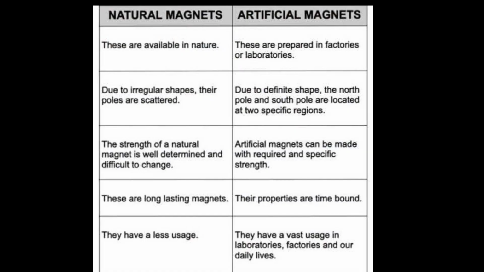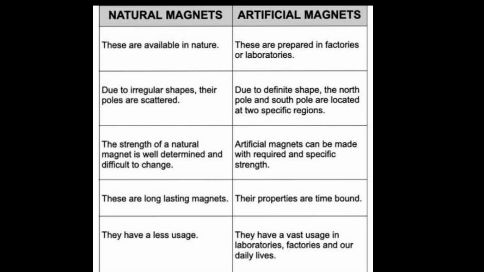So we are going to understand the types of magnets. There are two types of magnets. One is a natural magnet. It is a naturally occurring iron ore that can attract small pieces of iron and steel. The second one is a man-made magnet, which is also known as an artificial magnet. Natural magnets are available in nature and artificial magnets are man-made, so these are prepared in factories or laboratories.